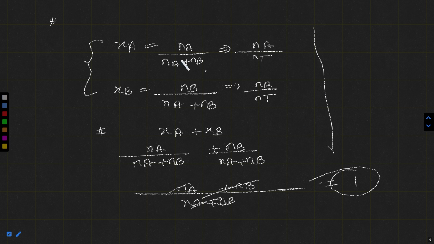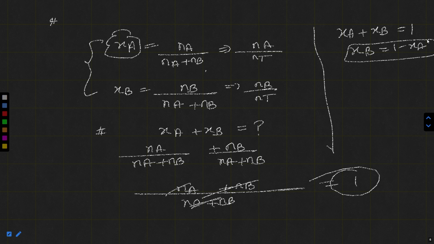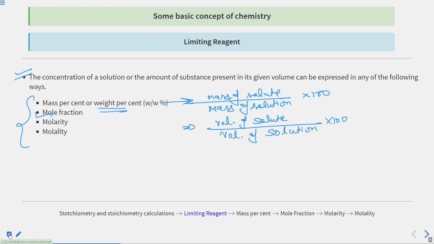So the other way, because we know Xa plus Xb is equal to 1. So if Xa you have calculated, you can calculate Xb in a very simple way: 1 minus Xa. So this is how you can write mole fractions.